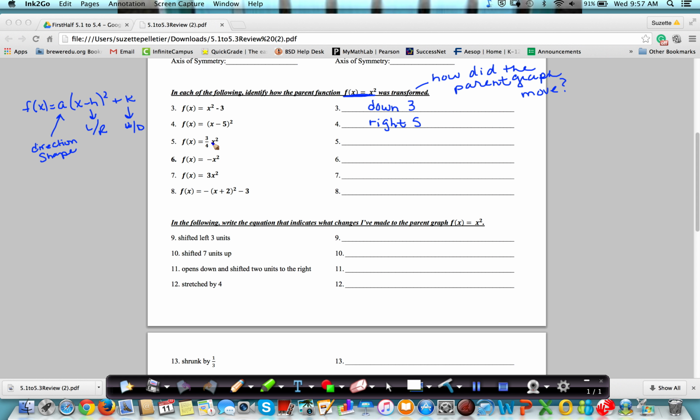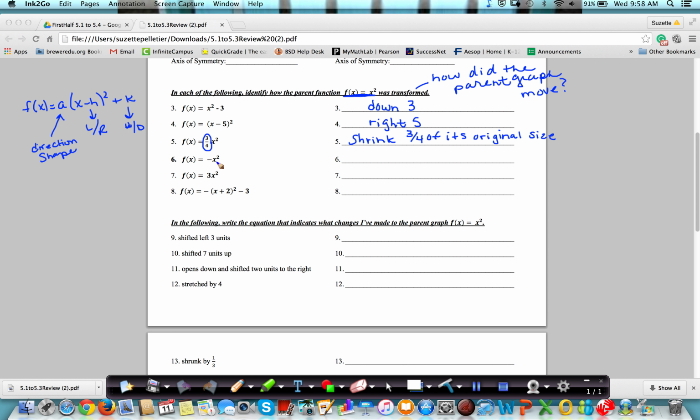Okay, nothing's happening within the parentheses. There's no parentheses here, so it's not moving left or right at all. There's no number outside or at the end of my function, so it's not moving up or down at all. It just has a different value for a. So the question is, what does that 3/4 tell you? It tells you that it's not going to be full size anymore. It's 3/4 of its original size, so that's a shrink. 3/4 of its original size. Okay.